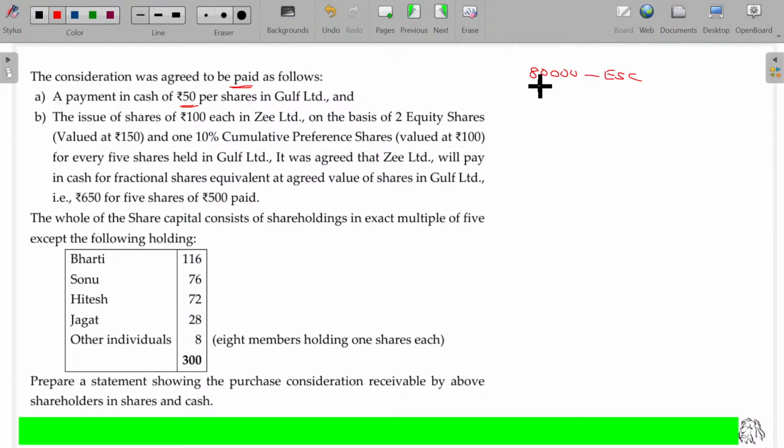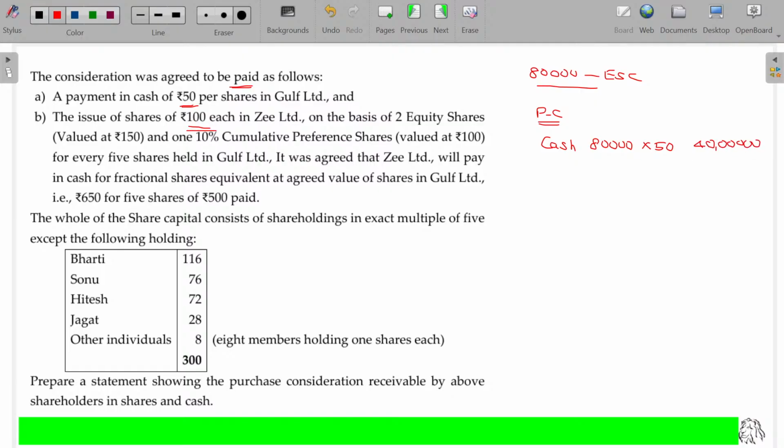Right. Now the purchase consideration being cash payment is there. If you are a holder of one share in Gulf, you will be getting 50. For 80,000 shares, what could be the cash payment? Come on, tell me. 40 lakhs, am I right? 40 lakhs will be the cash payment.